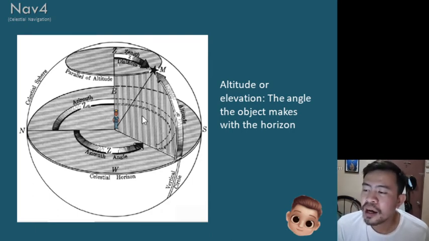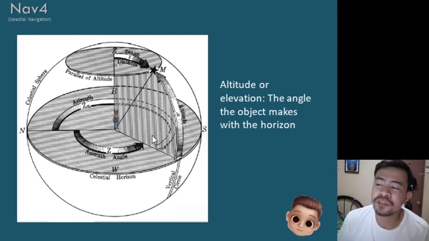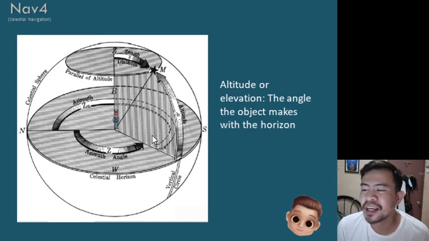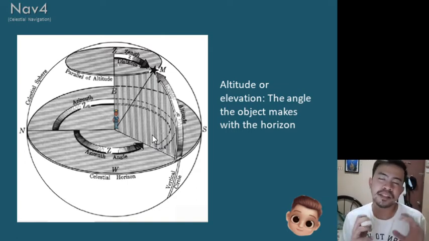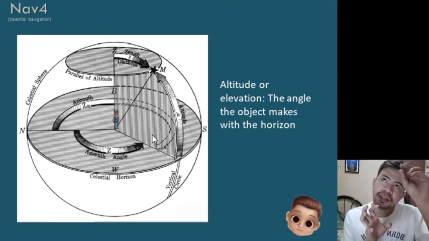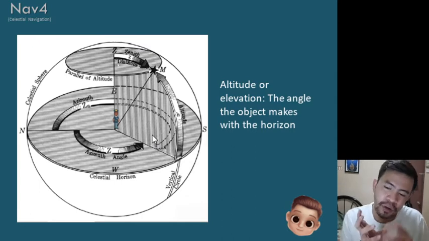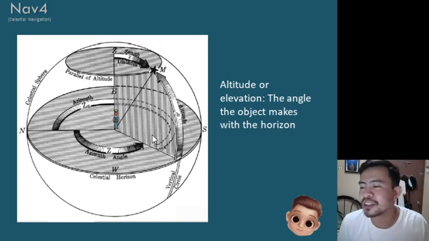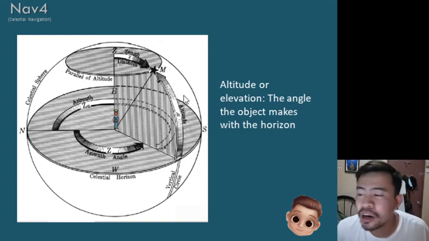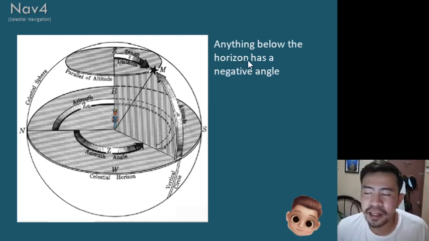Now, the instrument that we use to measure this altitude of the star is what we call your sextant. The sextant is a navigational instrument that we use to measure the altitude of the stars. The concept of the sextant is that you bring that certain celestial body down to the horizon. While you're bringing it down, the instrument itself is measuring a certain angle, and that angle is your elevation, or your altitude. Anything below the horizon is a negative angle.